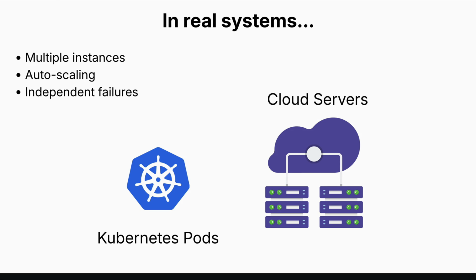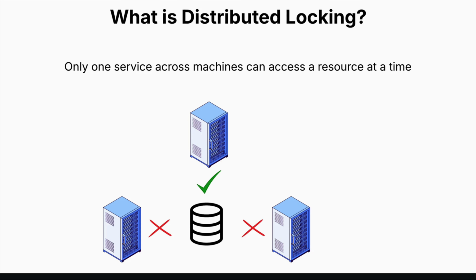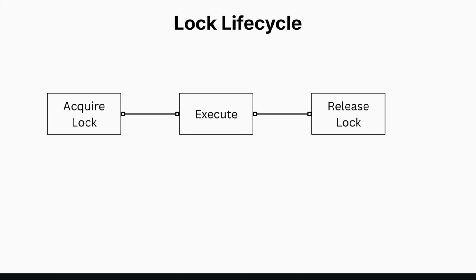Now, what is distributed locking? Distributed locking solves the exact problem of concurrency, and it ensures that only one service instance across all machines can access a shared resource at a time. Everyone else has to either wait or fail. Now, how does it work at a high level? It has three simple steps. First, a service tries to acquire a lock. Second, it executes the critical section. And finally, it releases the lock so others can proceed.